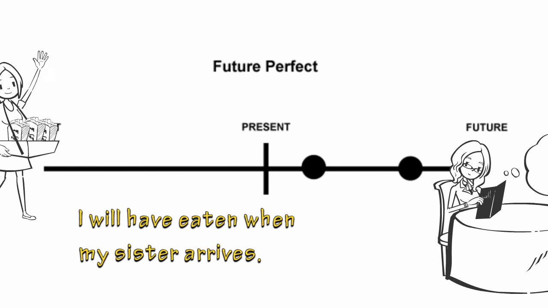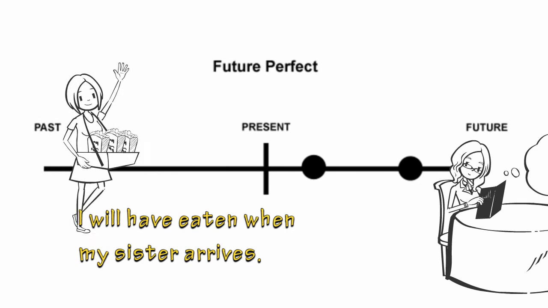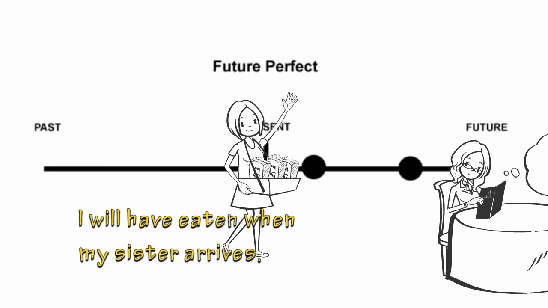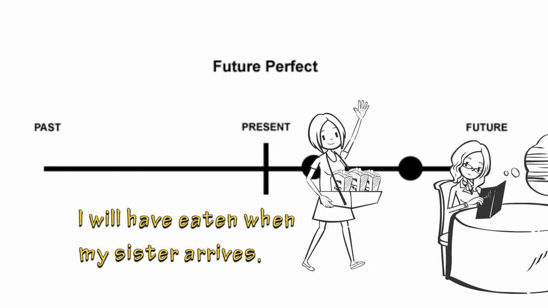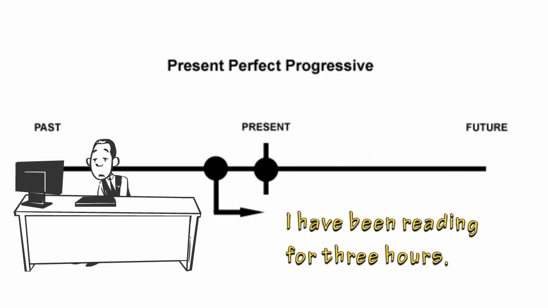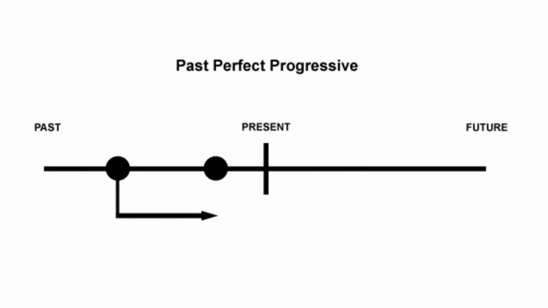An example of future perfect is, I will have eaten when my sister arrives. First, I will finish eating. Later, my sister will arrive. The perfect progressive tenses convey the duration of a starting event, and that event is in progress until another event. An example of present perfect progressive is, I have been reading for 3 hours. This event is in progress. It started 3 hours ago and is still in progress.